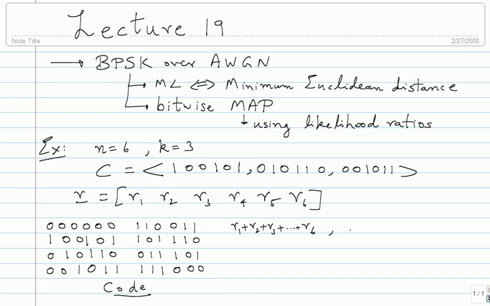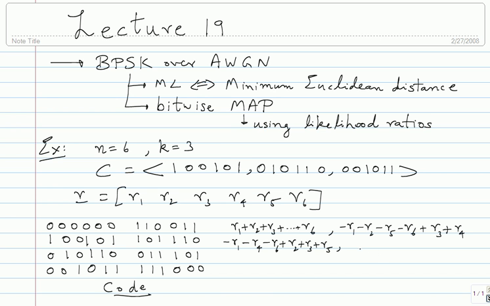The code word on the right will give you what correlation? Minus R1, minus R2, minus R5, minus R6, plus R3 plus R4. That will be the next correlation. The correlation here will be minus R1 minus R4 minus R6 plus R2 plus R3 plus R5. That will be this correlation.